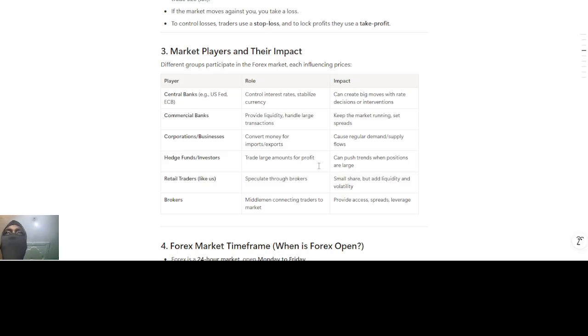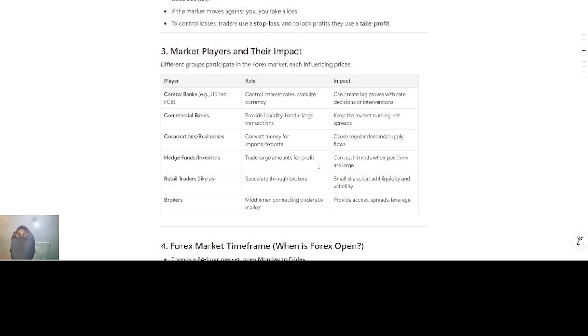Next of all, we have the hedge fund investors. The hedge fund investors trade large amounts of profit. These are like trading institutions. Some of them are legit. If you have really huge money, you can invest with them and they manage it for you. They manage the losses and the profits as well.